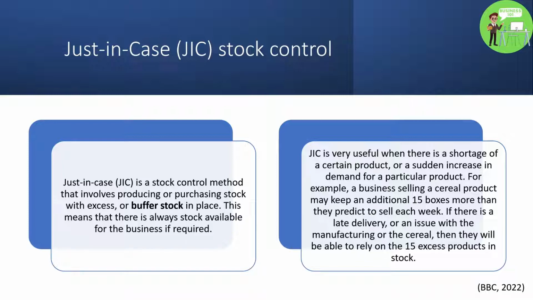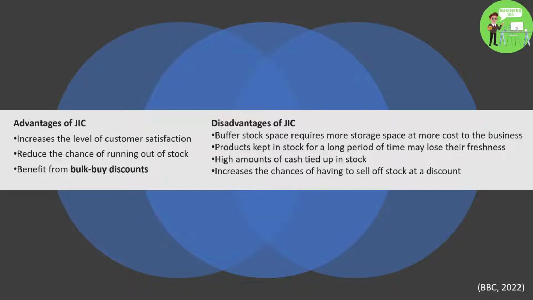JIC is very useful when there is a shortage of a certain product or a sudden increase in demand for a particular product. For example, a business selling a cereal product may keep an additional 15 boxes more than they predict to sell each week. If there is a late delivery or an issue with the manufacturing of the cereal, then they will be able to rely on the 15 excess or buffer products that they have in stock in the warehouse or something like that. So let's quickly go over some advantages and disadvantages of JIC.